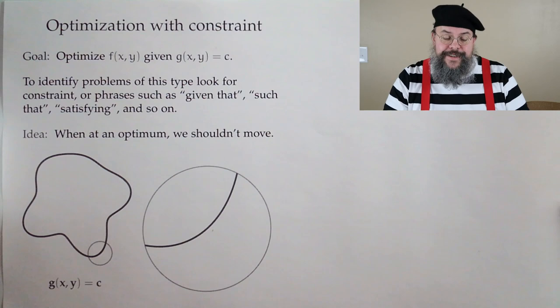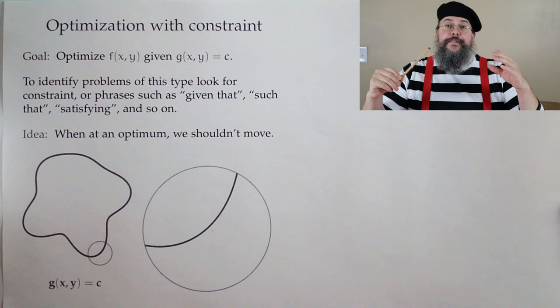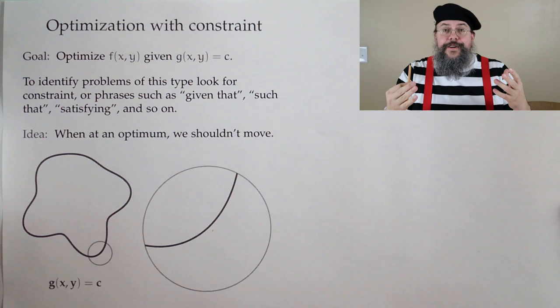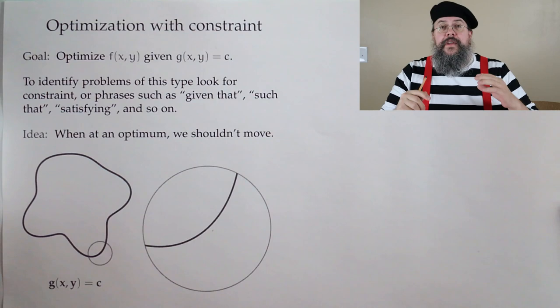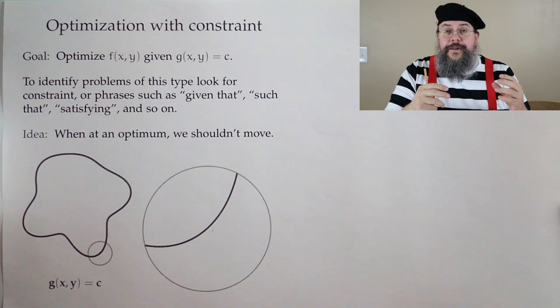So again, we're going to focus on, in particular, optimizing a function f of xy, given that g of xy is equal to a constant. So I'm thinking of that as my constraint. I'm going to say, look, I'm at the point where g of xy is a fixed value. Well, how do we know how to find these problems? They're really easy. You look for phrases like given that, such that, satisfying. In other words, we're saying, hey, you're looking at this function, you're trying to find a max or a min, but there's some other things you have to take into consideration. Whenever you see that, oh, there's other things, like, okay, well, how do we do that?